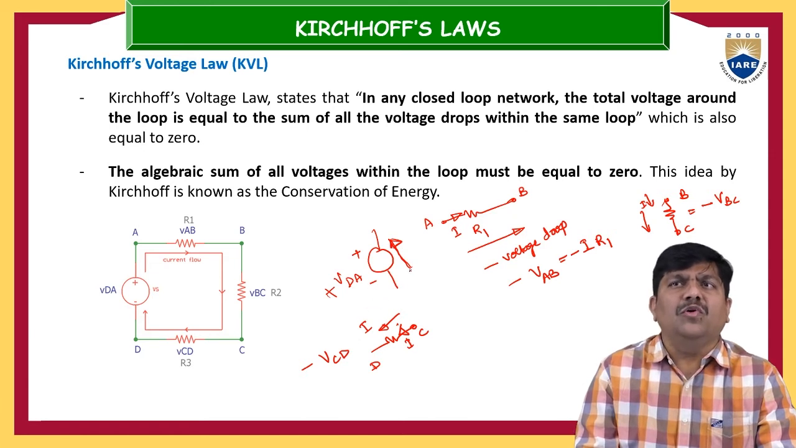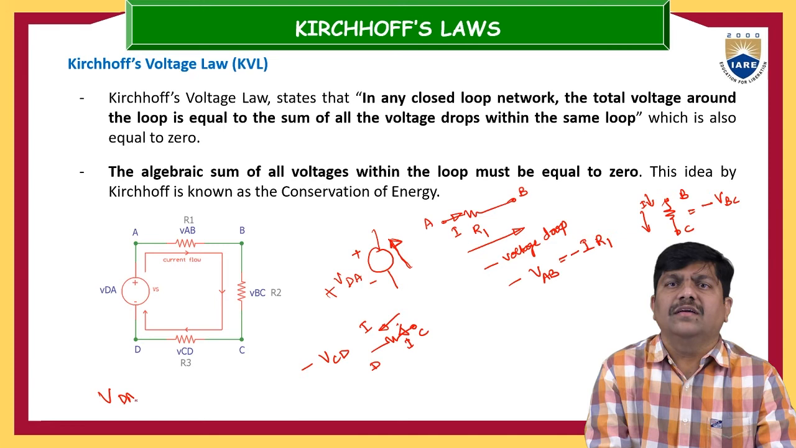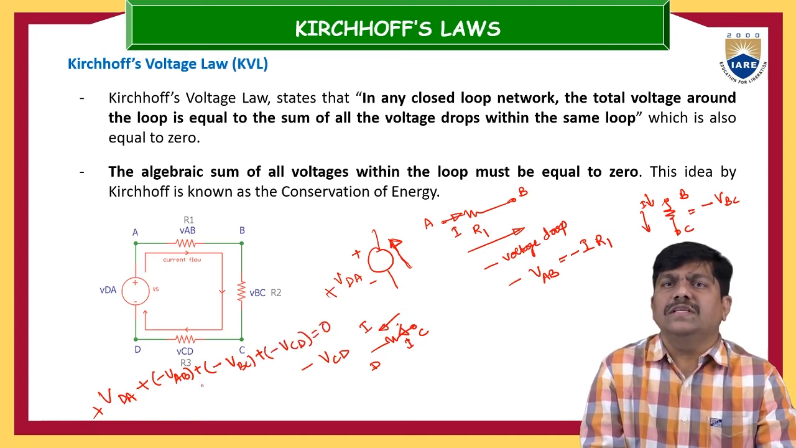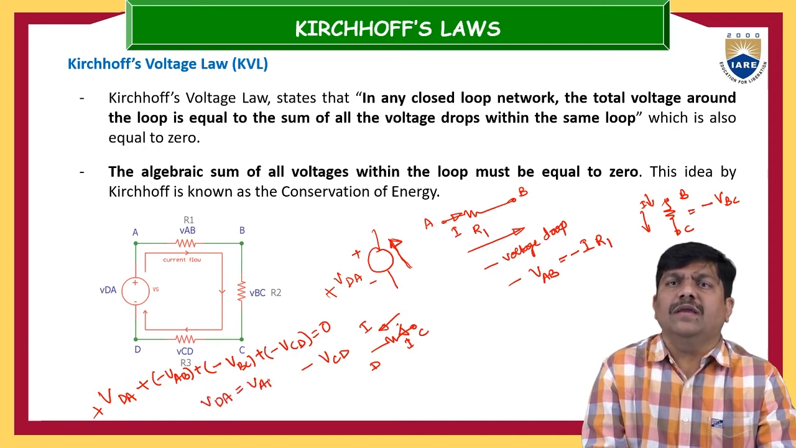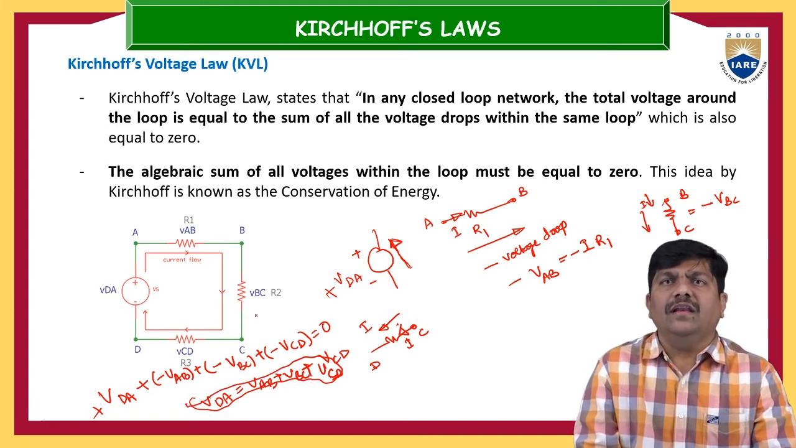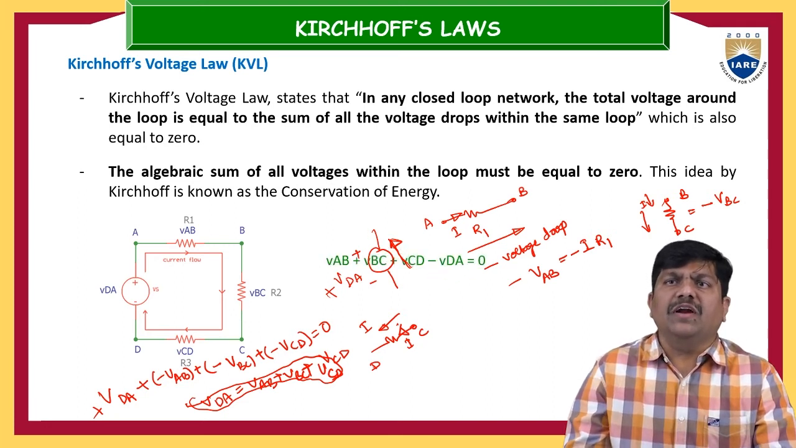So the algebraic sum of all the voltages within the loop must be equal to 0. Algebraic sum means first we see the supply voltage, that is VDA, this is plus, and then across R1 it is minus VAB, then minus VBC, then minus VCD, equal to 0. Simplifying, VDA equals VAB plus VBC plus VCD. This is the mathematical equation which refers to KVL of a given electrical network. The statement is VAB plus VBC plus VCD minus VDA is equal to 0. If you bring everything to the left side, VDA becomes minus VDA.